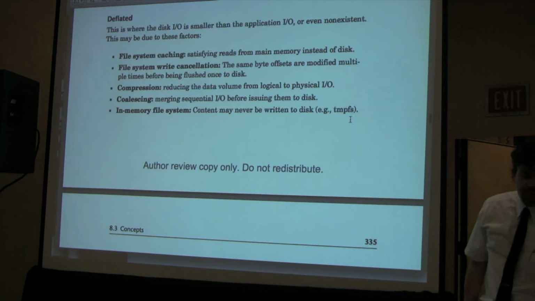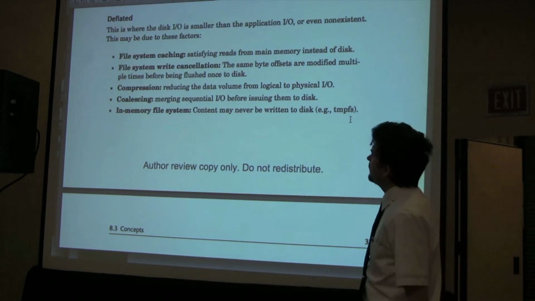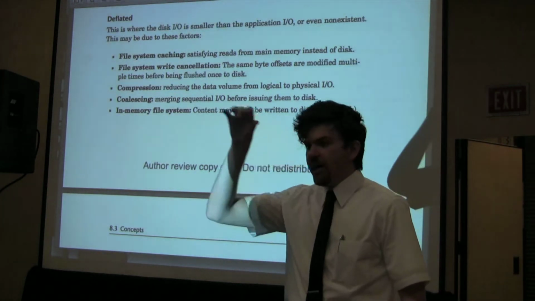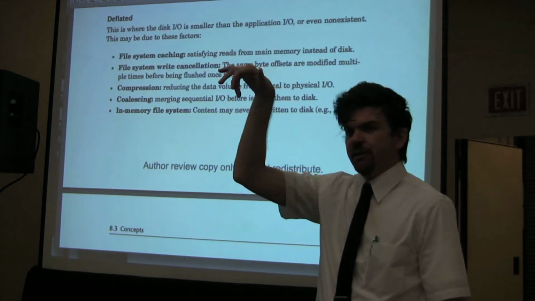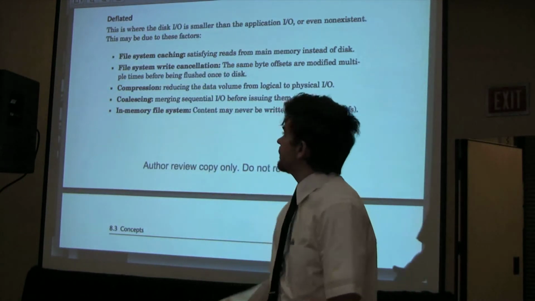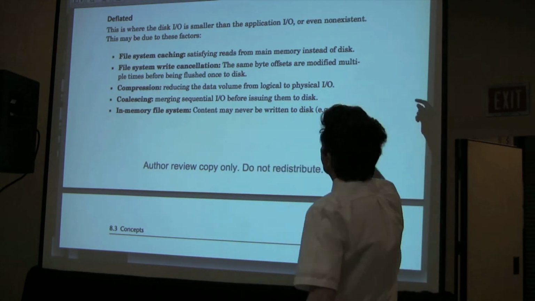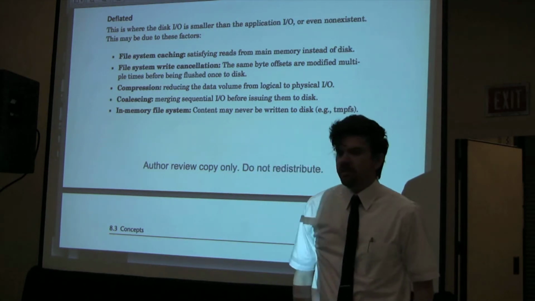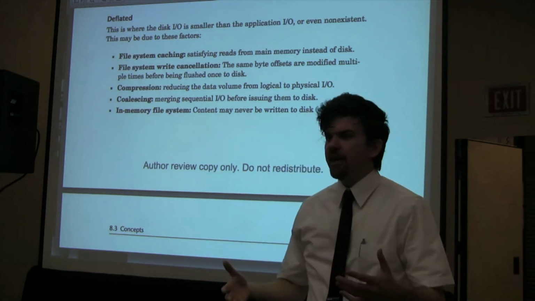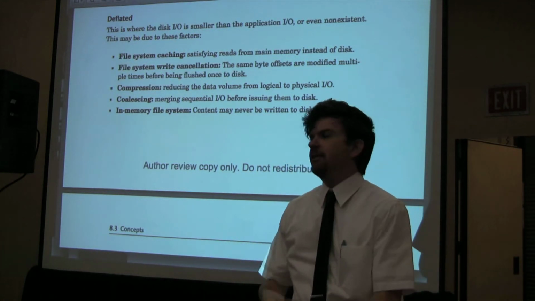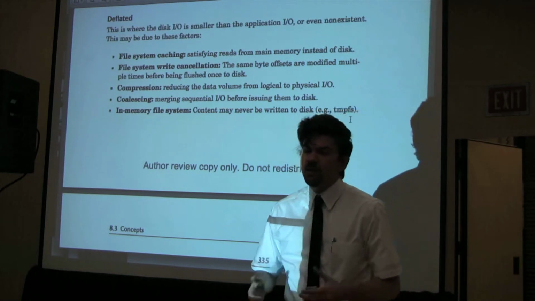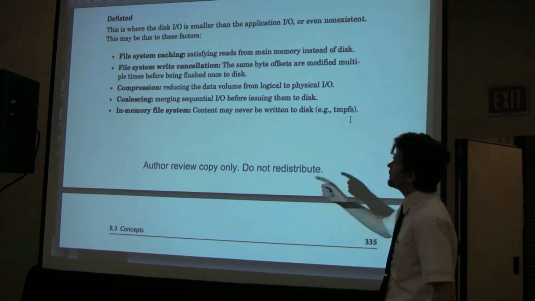You can see I/O that is deflated. That is where the I/O at the application level, when you compare it down to the disks, the disk I/O is smaller than what you see at the application. The most obvious one is file system caching. So my application is doing a lot of reads, but the disks are idle. It's because it's coming out of one of the kernel file system caches.